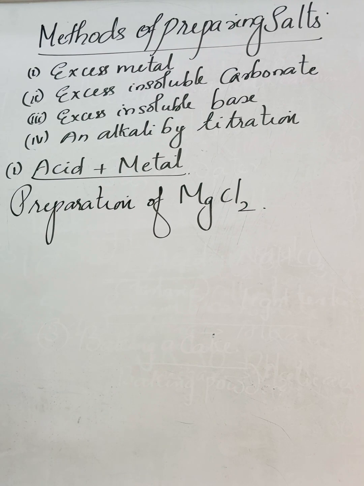Magnesium and hydrochloric acid. Here, first of all, you are taking hydrochloric acid. Oh, one thing keep in your mind, the method acid and metal, excess metal. Here you can use medium reactive metal. That means this method can only be used with less reactive metals such as aluminium.